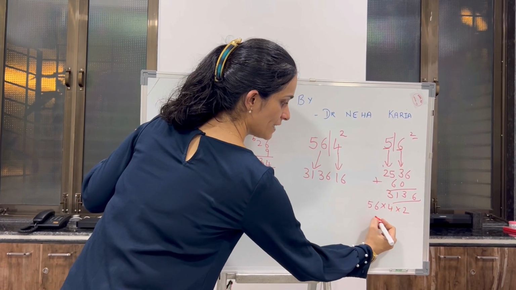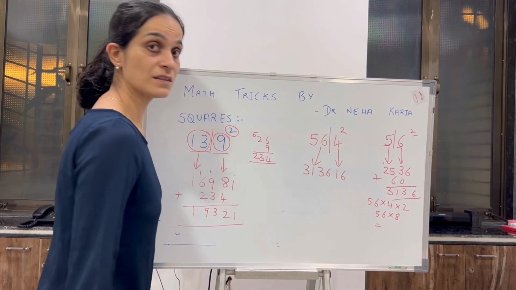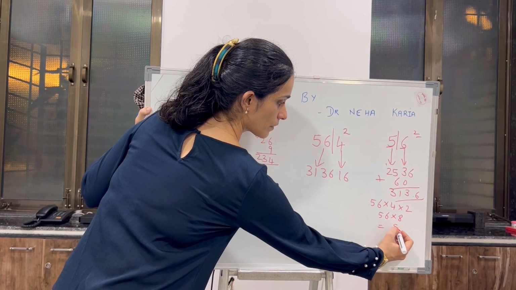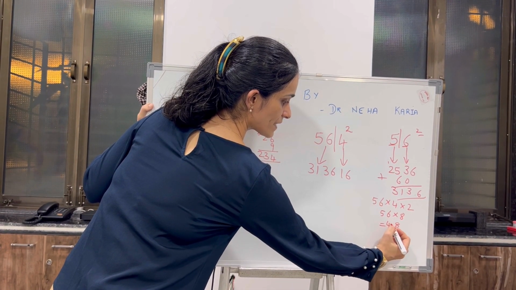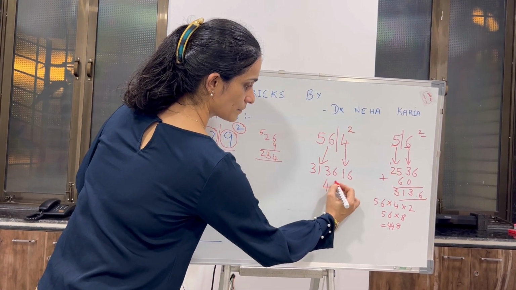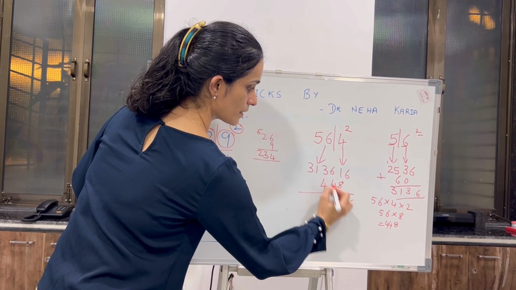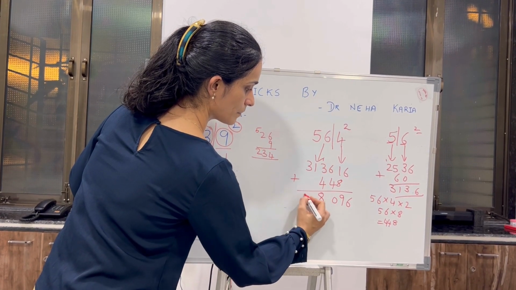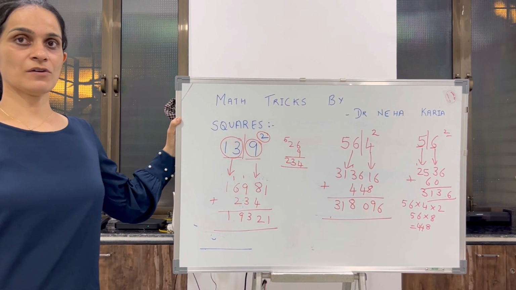4 2s is 8. 56 into 8, you can do horizontal multiplication, or we are going to come up with the tricks of multiplication very soon in our new videos. 5 8s are 40, 448. Leave the units place. 6 plus 4, 10. 4, 5, 6, 7, 8. And yes, we are here with the answer.